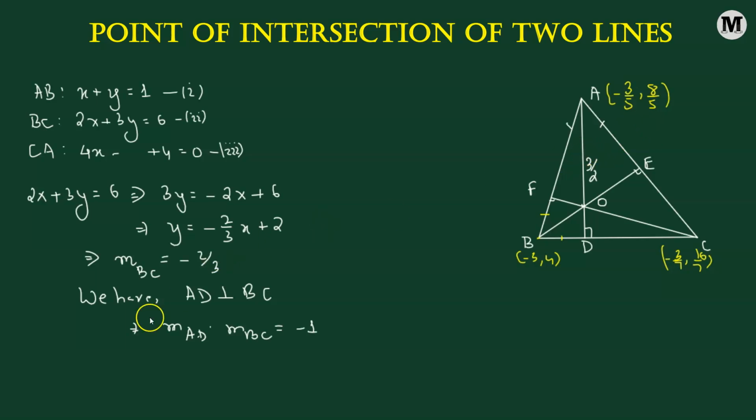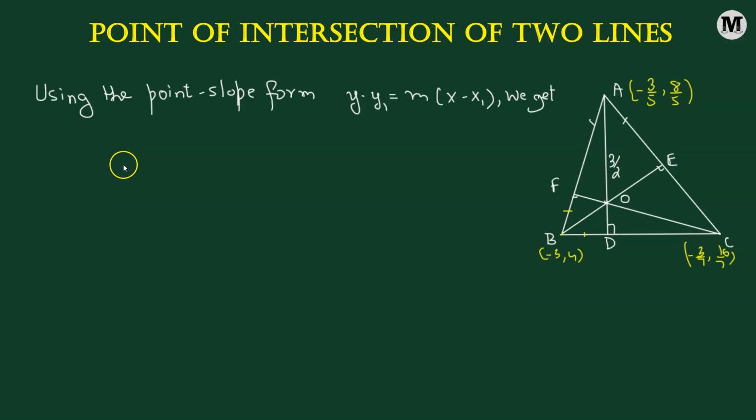So we can find out the equation of the altitude AD. The equation of AD is going to be equal to, so we do y minus y1. y1 is going to be the y coordinate of point A, so that's 8 over 5, equals, we need the slope of AD, we have already obtained that, that's 3 over 2, multiplied by x minus x1. x1 is going to be the x coordinate of point A, so that's -3 over 5, so we're going to get positive 3 over 5.